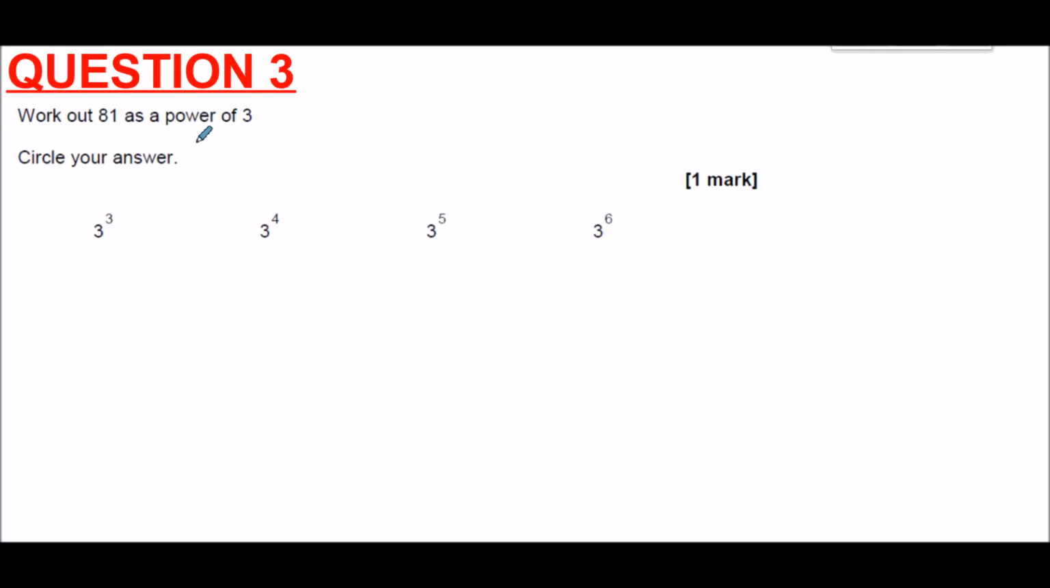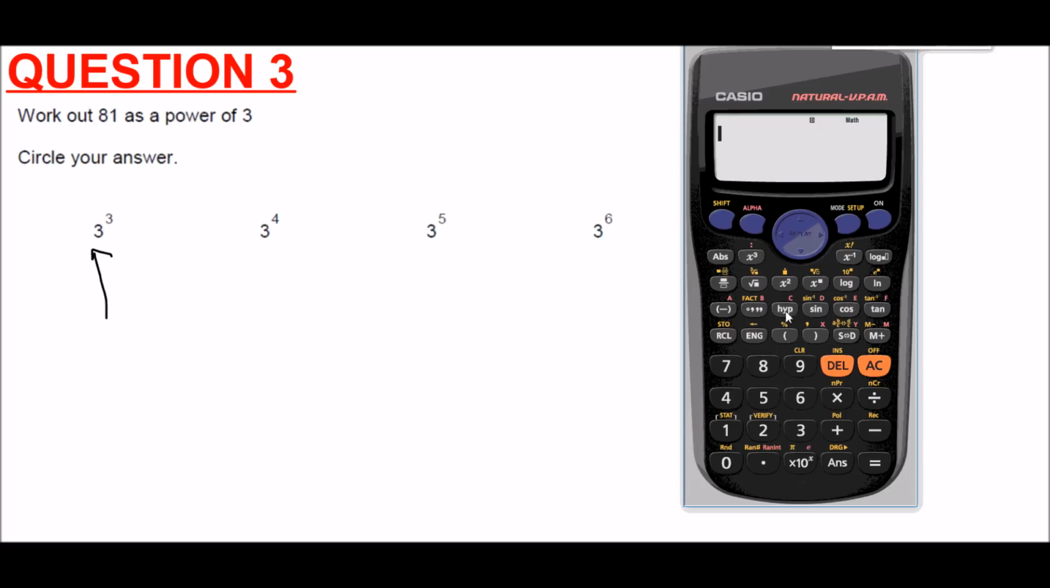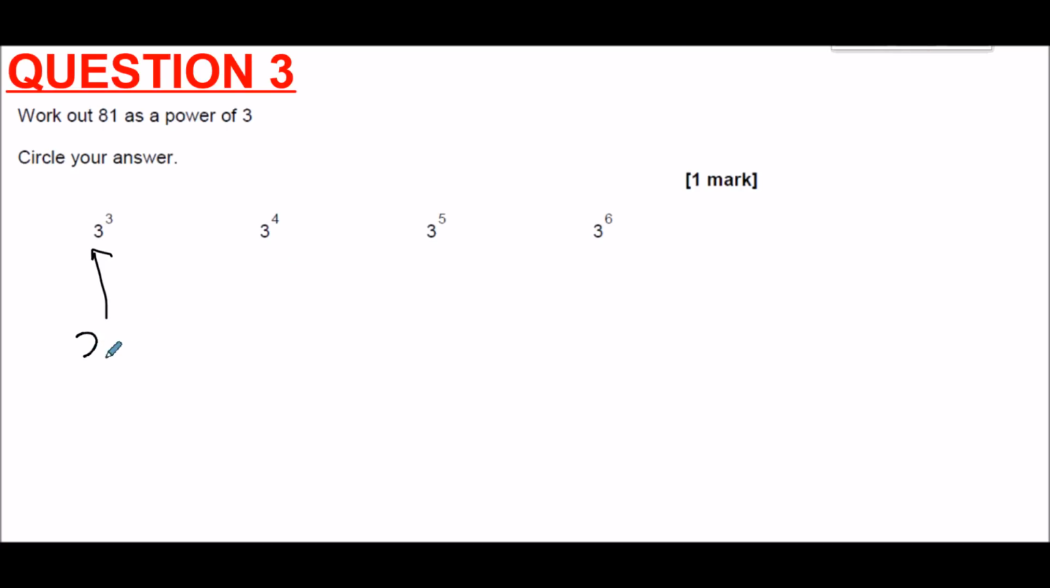Work out 81 as a power of 3. And so this is a calculator paper, luckily, and so what we can do is we can try all of these different options. So 3 cubed, let's see what that one is. So we get 3 on the calculator, press the power button, and press 3, and we get 27. So 3 cubed is 27, so it's definitely not that one.